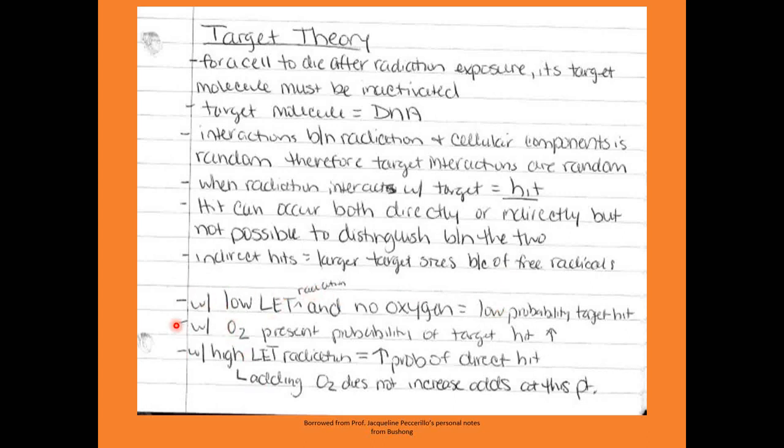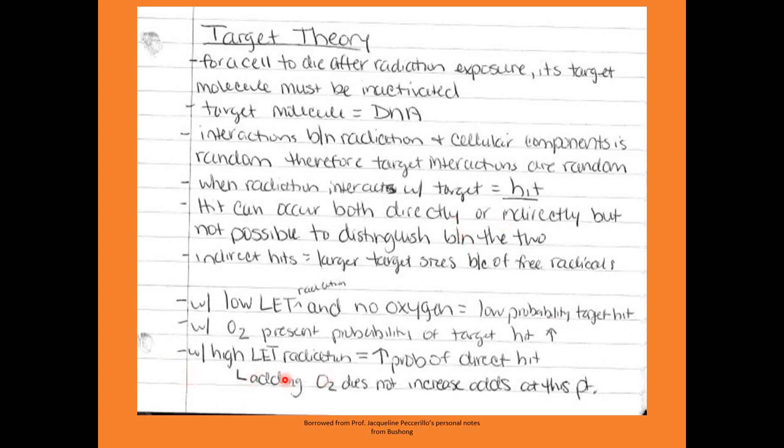And then a couple little fun facts down here. With low LET radiation and no oxygen, you have a very low probability of a target hit. Again, if you have low energy transfer and it's not an oxygenated environment, the probability of you hitting a target molecule, which is your DNA, is going to be pretty low. When you have oxygen present, your probability of a target hit will increase because of that oxygenation enhancement ratio.